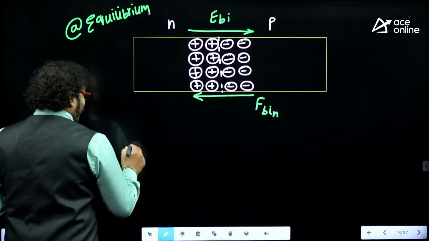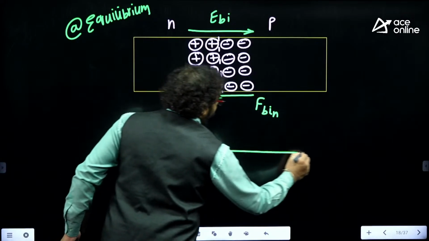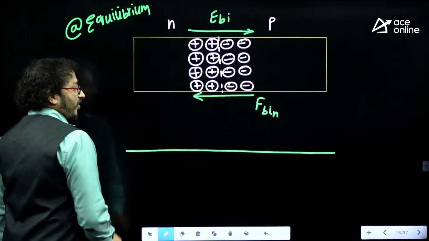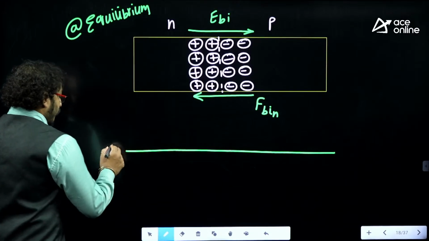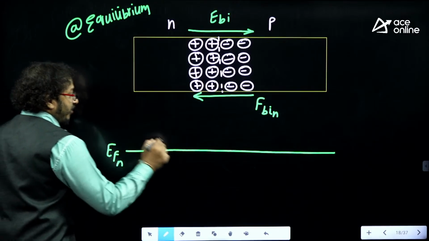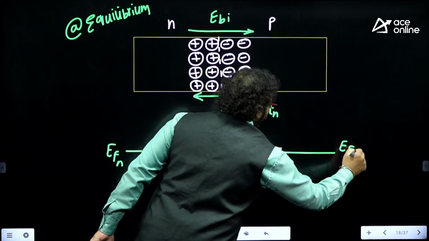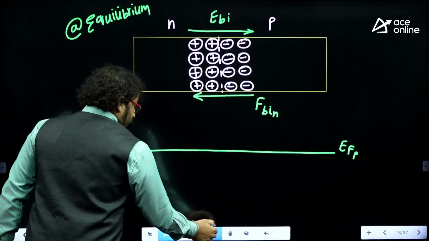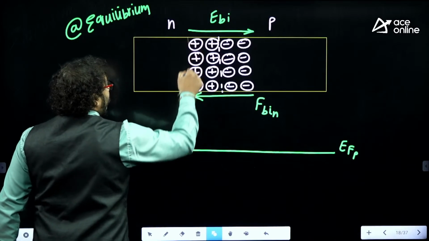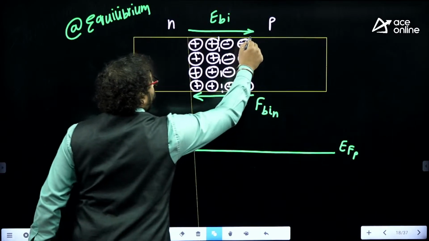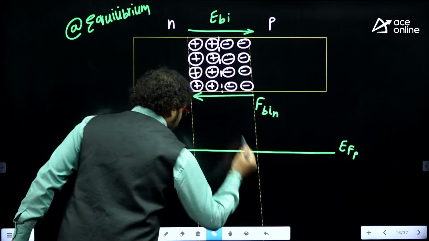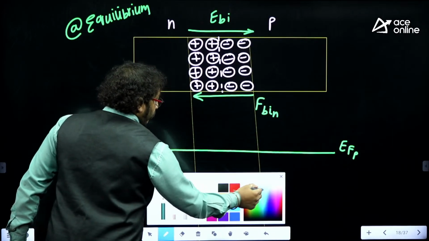Now speak out, guys. At equilibrium, no doubt, there will be no slope in the Fermi level. There is no slope in the Fermi level for sure. So this is the Fermi level of the N-type semiconductor, the Fermi level of the P-type semiconductor, right? Now, please tell me, in this region, we say depletion region, correct or not? In this depletion region, now speak out. What is happening?